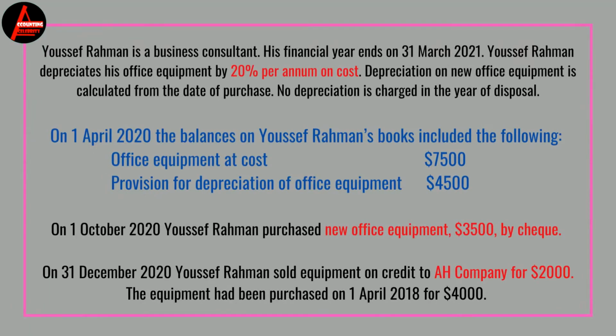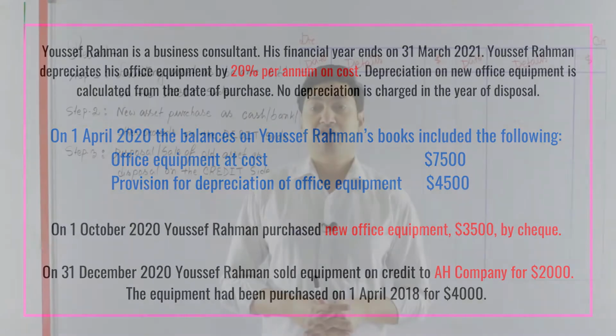Then what is written? On 1st October 2020, Yusuf Rahman purchased new office equipment at $3,500 by cheque. On 31st December 2020, Yusuf Rahman sold equipment on credit to AH Company for $2,000. The equipment had been purchased on 1st April 2018 for $4,000.